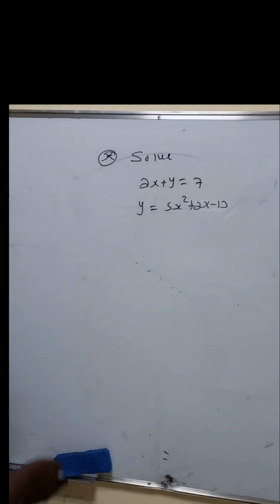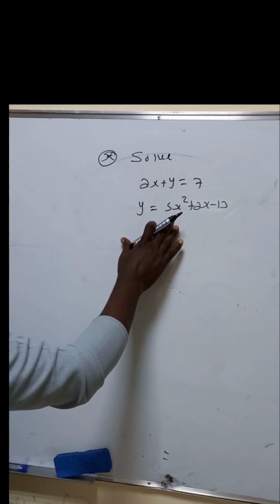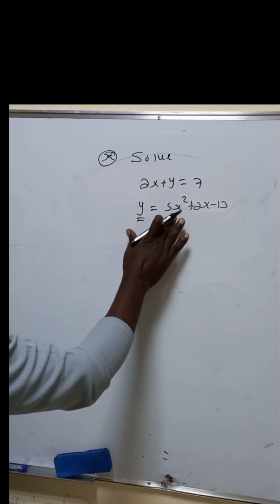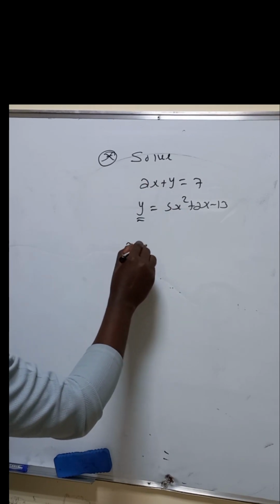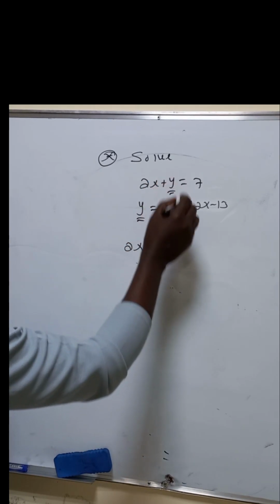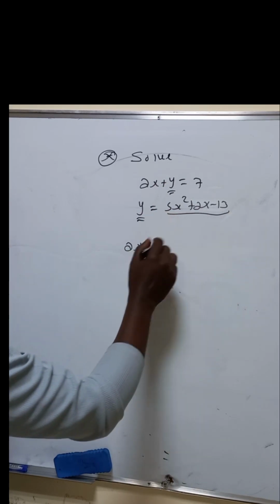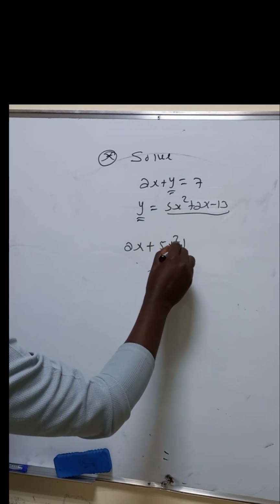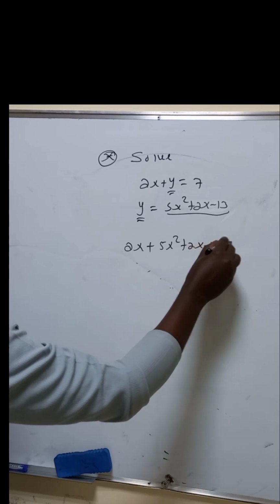Since this is the linear and this is the quadratic, in order to find the solution for this problem, you can plug in place of this one these. So 2x plus y in the first equation is replaced by this one. So 5x squared plus 2x minus 13, which is exactly 7.